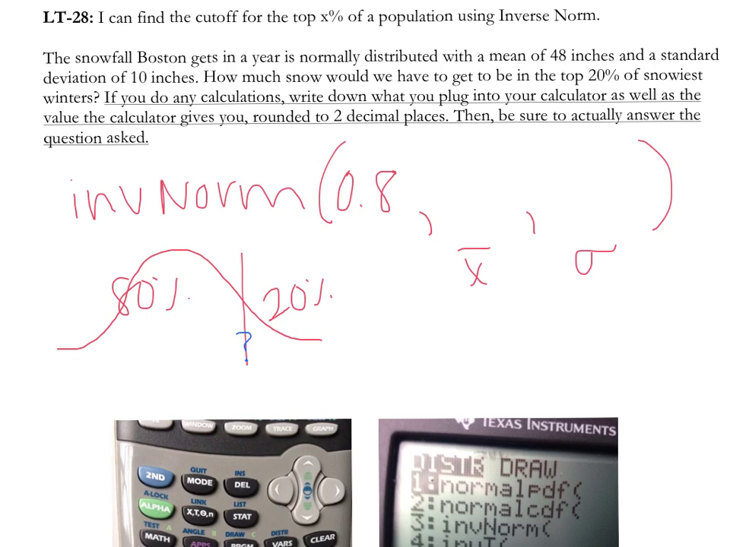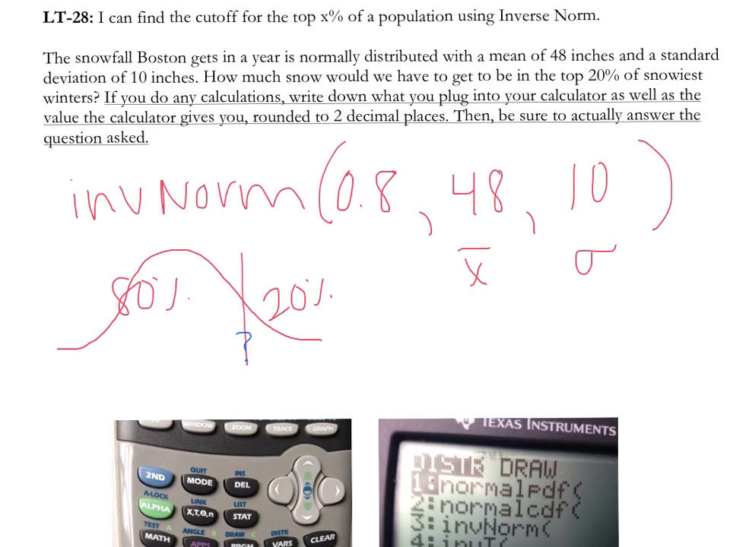So then the second number will be the mean, 48. And then the third number will be the standard deviation, 10. So once again, into our inverse norm function, the first value tells you the portion of the graph off to the left of whatever cutoff value you're looking for. The second number tells you the mean, and the third number tells you the standard deviation.